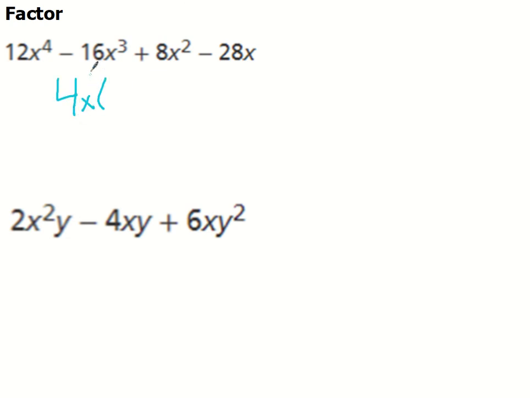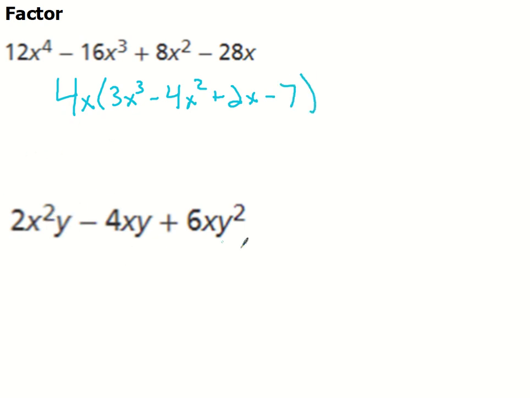Okay, so this one, my greatest common factor is 4x. So that's going to give me 3x to the third minus 4x squared plus 2x minus 7.